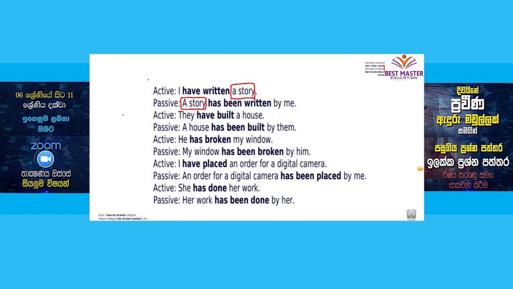Has been. Because this is the passive. Has been written, W-R-I-T-T-E-N. We have to use it because in a passive voice sentence, we use only the past participle verb.